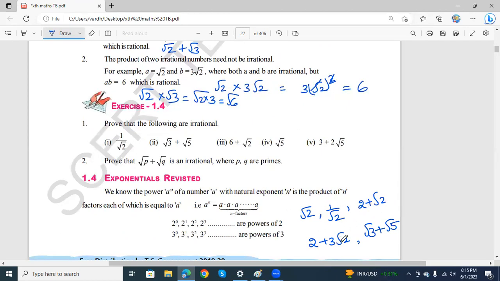This is mixed. Here also mixed. This is also mixed. Okay. This is the sum of two irrational numbers being irrational. So you need to prove this kind of sums in this exercise. First one we will see, 1 by root 2 proof. Okay. The first question, number 1, 1 by root 2.